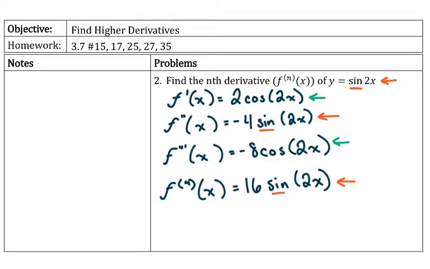So I'm going to use this space over in the notes section, and I'm going to say that the nth derivative has one form where n is odd and another one where n is even. Now the difference here is that when it's odd, it's going to have cosine of 2x, and if it's even, we'll have sine of 2x.